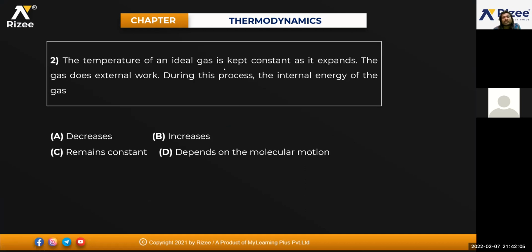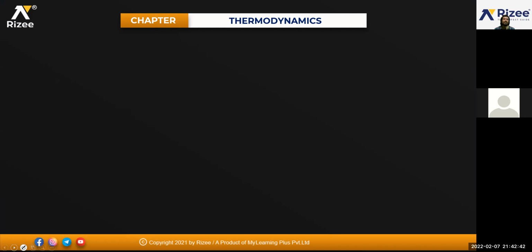Next one. The temperature of an ideal gas is kept constant as it expands. The gas does external work. During this process, the internal energy of the gas increases, decreases, remains constant, or depends on molecular motion? Internal energy depends only on the temperature of the gas, not any other condition. So if temperature remains constant, internal energy will also remain constant.